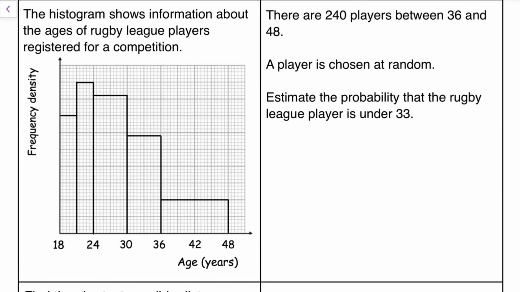Next question. The histogram shows information about the ages of rugby league players registered for competition, 240 players between 36 and 40. Okay, 48. Sorry, that's me not reading the question correctly. So therefore, this is going to be 240, which means I can use that to work out my scale. A player is chosen at random. Estimate the probability that the rugby player is under 33. So 33 is going to be here or below.